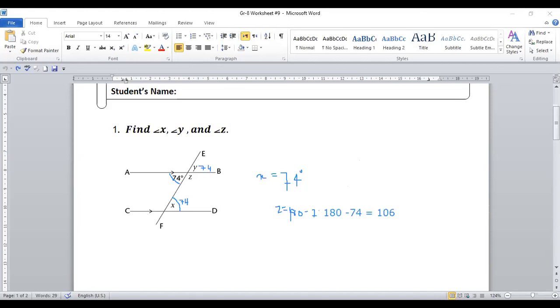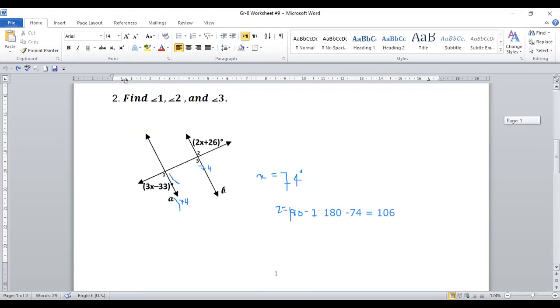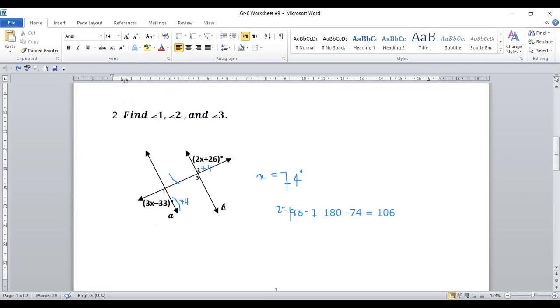Okay, let's move on and let's just see what another example we can give. What another kind of question we have. Okay, so let me clear all this. All right, now here we have find angle 1, 2, 3. So angle 1, angle 2, angle 3. Now from the picture, you can say that angle 1 and angle 2 are equal. Why do you think angle 1 and 2 are equal? Because they are alternate exterior angles.